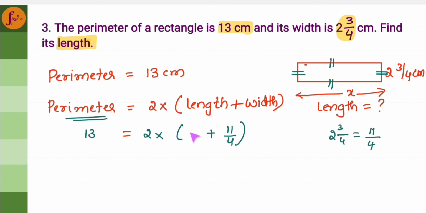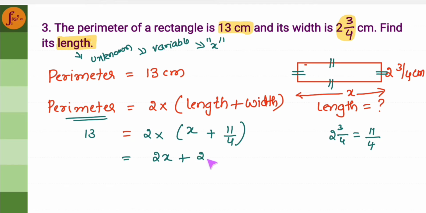We don't know what length is. So this is an unknown, which means this is going to be a variable, which means this is going to be x. Right? We can call this x. So we'll call this x here. Now we'll solve it. 2 into x is 2x. 2 into 11 by 4, we'll calculate this. 2x. Let's cancel this. 2 1s are 2, 2 2s are 4. So you get 11 by 2.